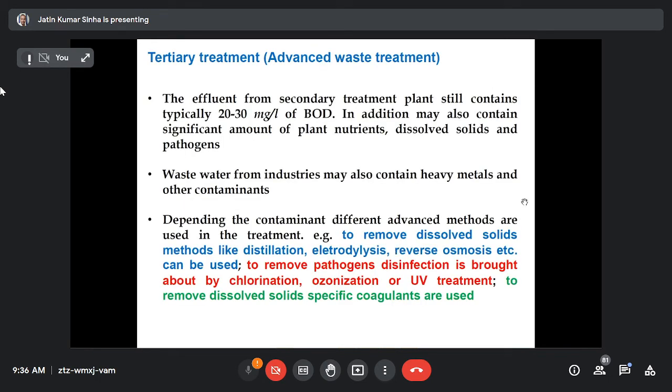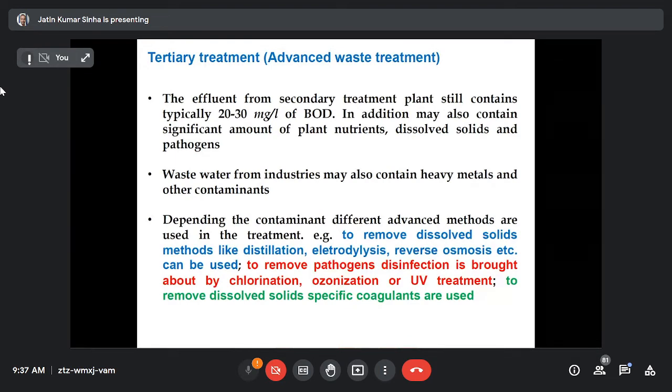The final treatment is known as the tertiary treatment, also known as the advanced waste treatment. The effluent coming from the secondary treatment process still contains 20 to 30 milligram per liter of BOD. BOD is biological oxygen demand, that means the oxygen required for the biological process. In addition, it may also contain significant amounts of plant nutrients, dissolved solids, and pathogens.